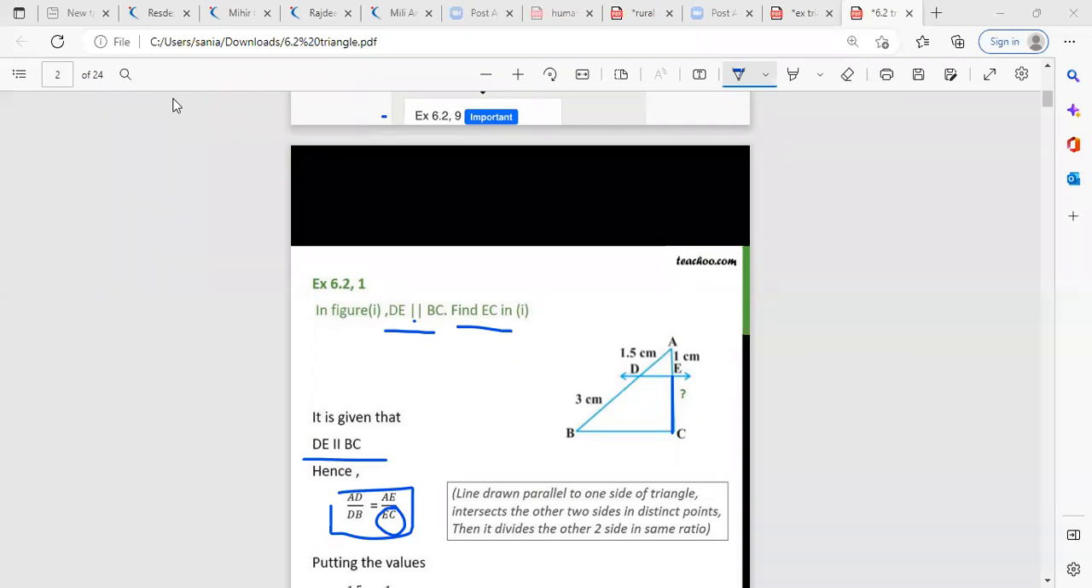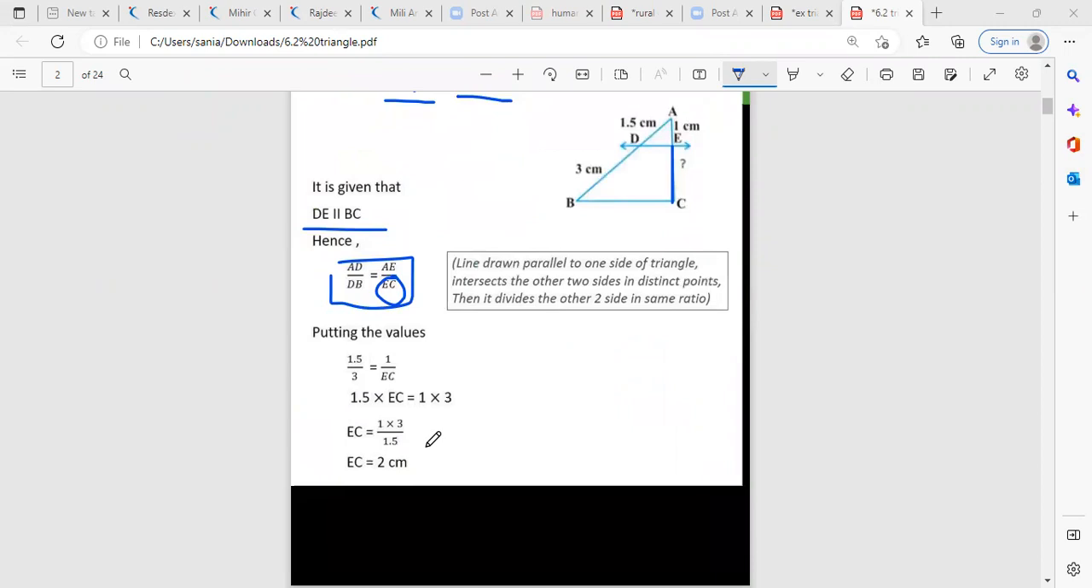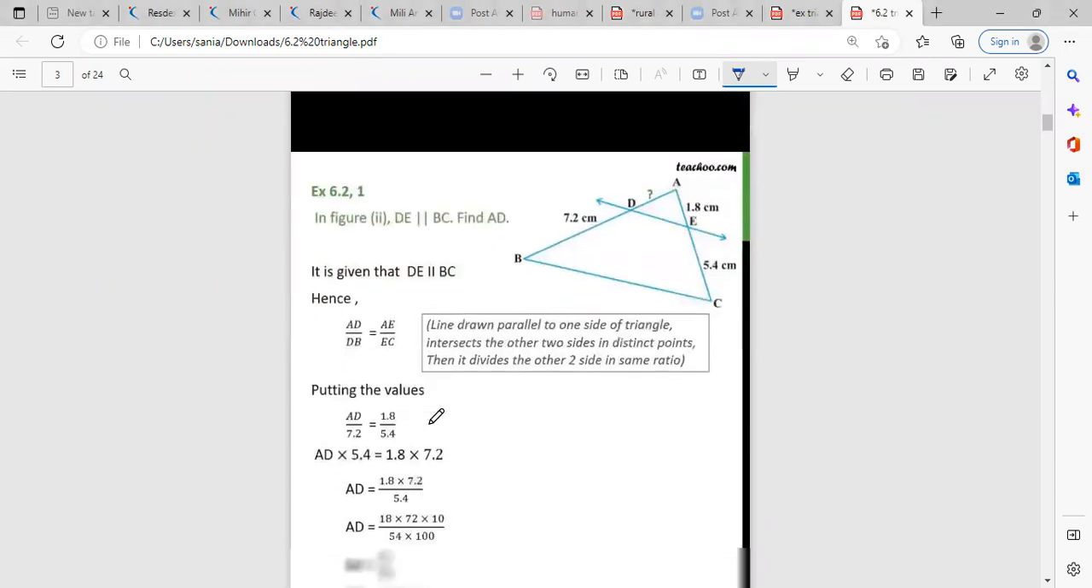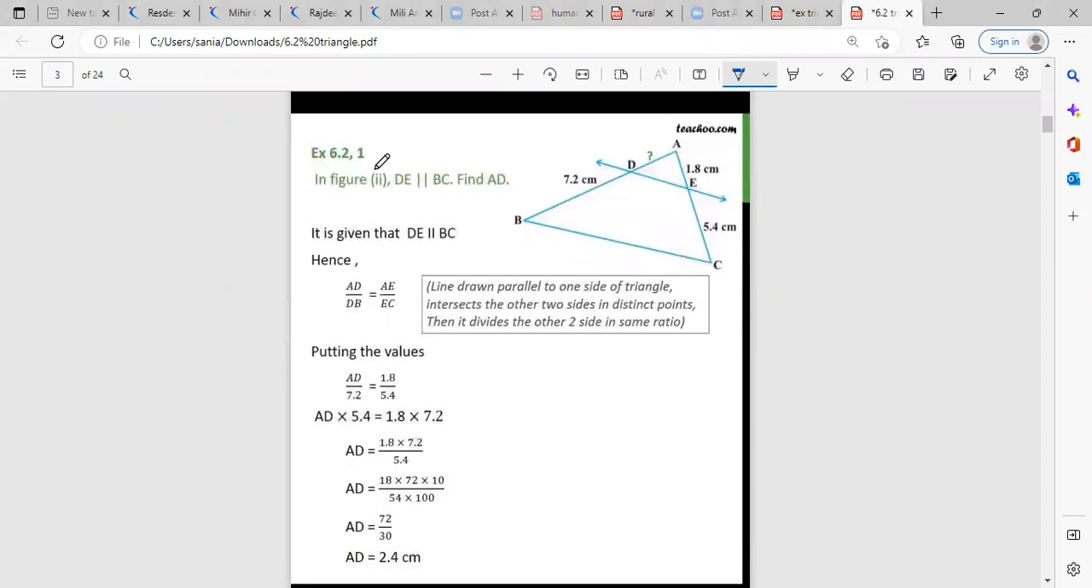Yes, teacher, done. Okay, so you got 2 centimeters. Now let's do the next one. It is 6.2. Okay, second part. Question number 1, second part.